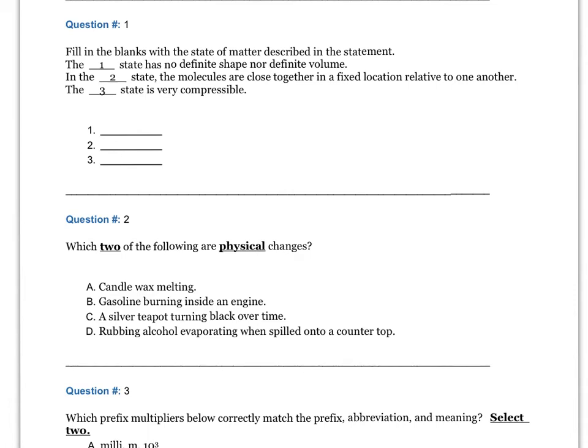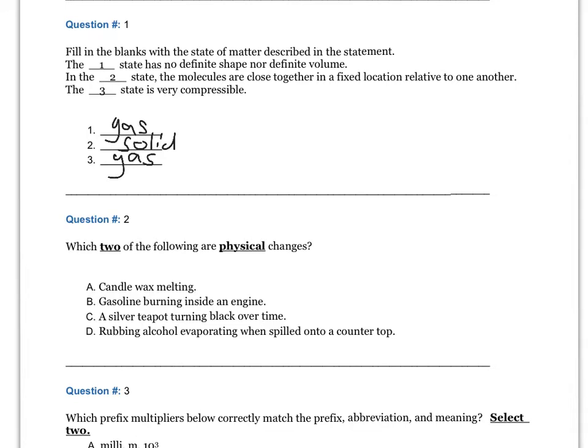Question 1. Fill in the blanks with the state of matter described in the statement. Blank number 1, the gas state has no definite shape nor definite volume. Blank number 2, in the solid state, the molecules are close together in a fixed location relative to one another. And blank number 3, the gas state is very compressible.